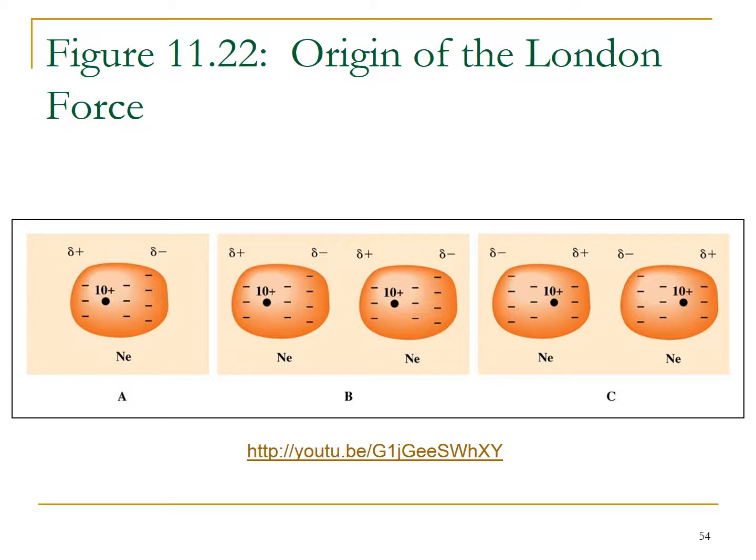So they're instantaneous attractions between atoms that don't last. And so that's what a London force is. You can check this little YouTube video. It shows sort of an attraction between atoms or molecules that are nonpolar.